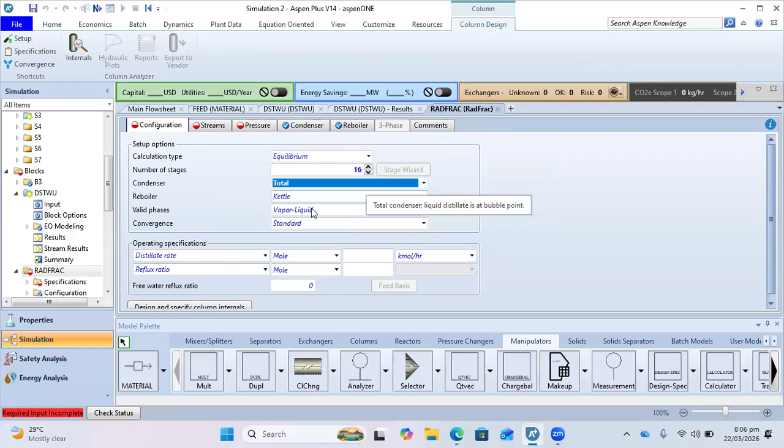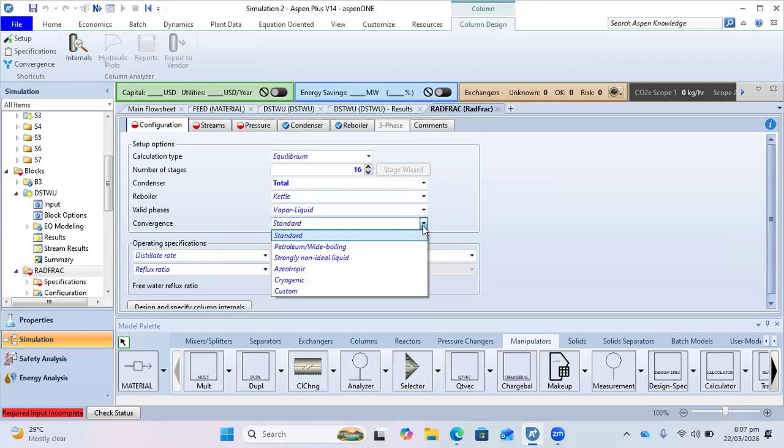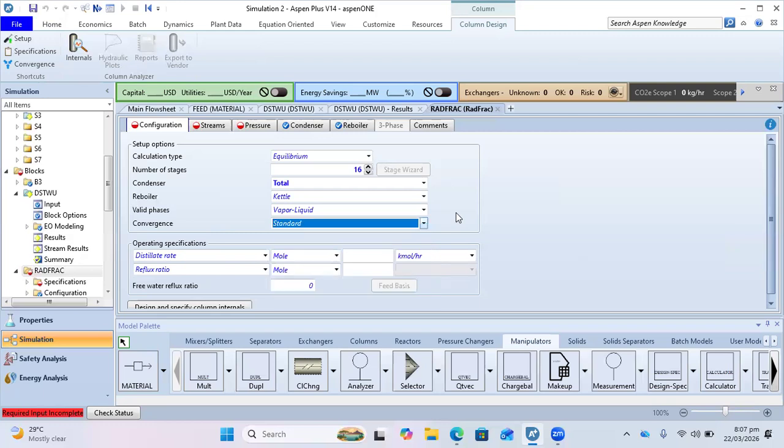You can play around with the kind of reboiler you want to use, the valid phases that your column is dealing with, and then the convergence. For questions like this, for very conventional processes, it would usually be standard. But if you have cases where you have very strong non-ideal liquids, you can choose that. Or if you are dealing with maybe petroleum components or things that have very wide boiling points, you can choose that option as well, right? So these are some of the things that you would come across as you try different examples.